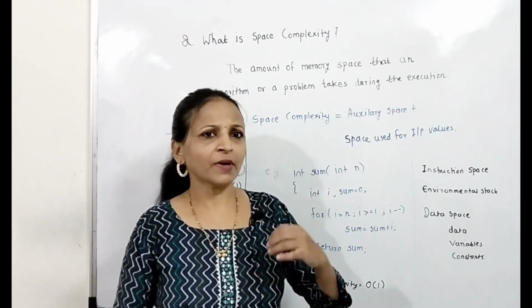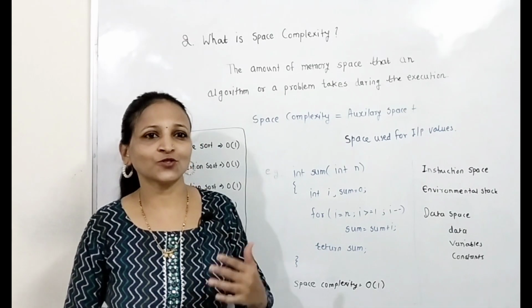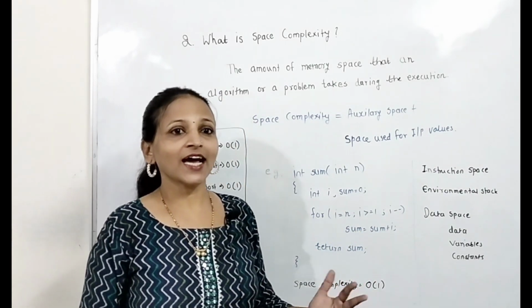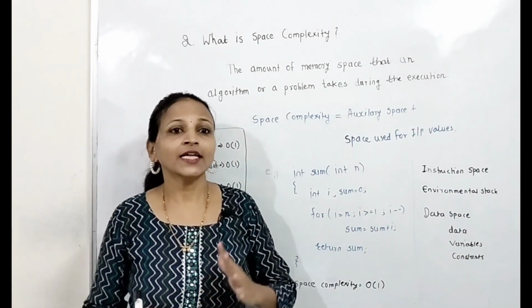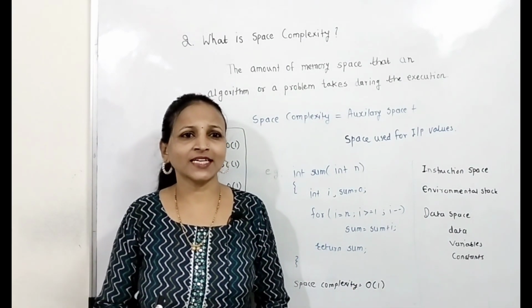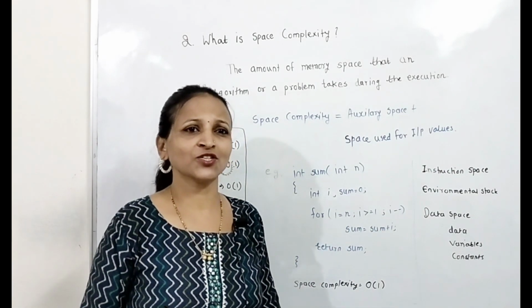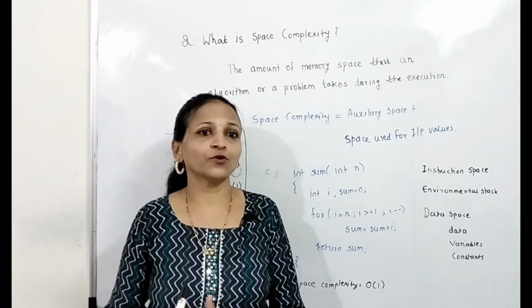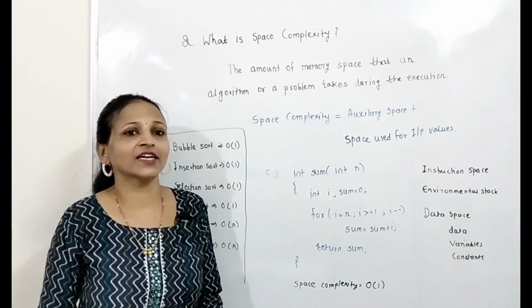For example, there are multiple sorting algorithms, like bubble sort and insertion sort. Sorting means arranging data in ascending or descending order. There are multiple techniques available in data structures for sorting, like bubble sort, selection sort, insertion sort, merge sort, radix sort, and quick sort. All these algorithms are different, each having a different technique.